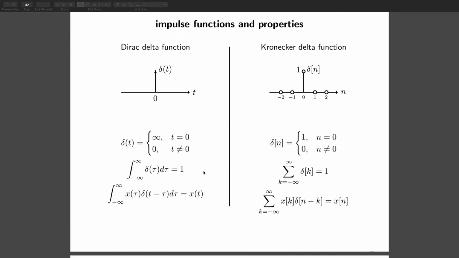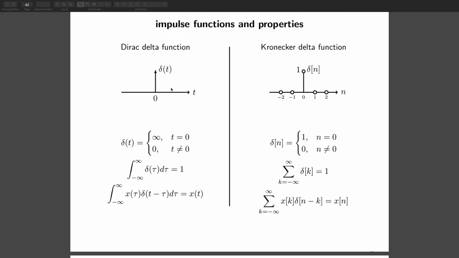The first of these are impulse functions. If you've had a class already on continuous time signals and systems, then you're familiar with the delta function. We're going to call that the Dirac delta function in this class to keep it straight and separate from the discrete time version, which is called the Kronecker delta function. Or again, when there's no chance for confusion, we'll just refer to these as delta functions.